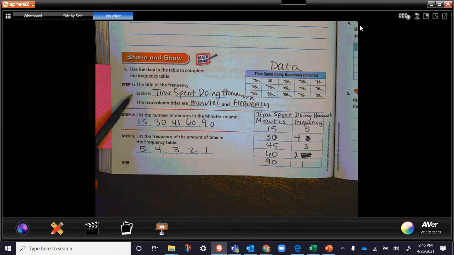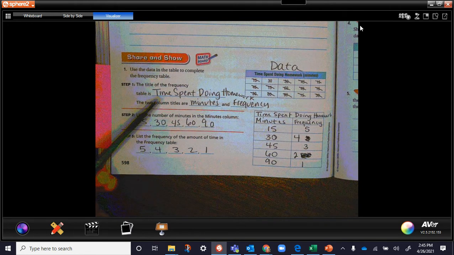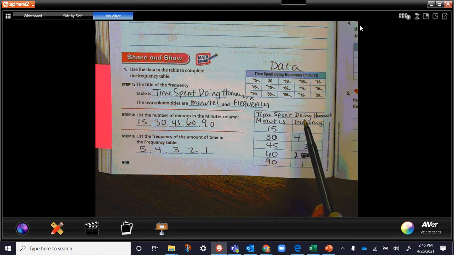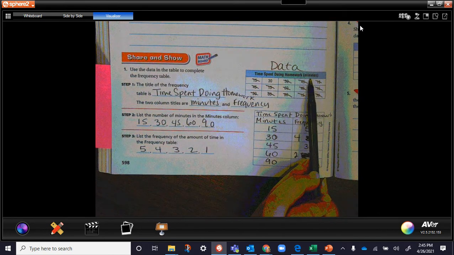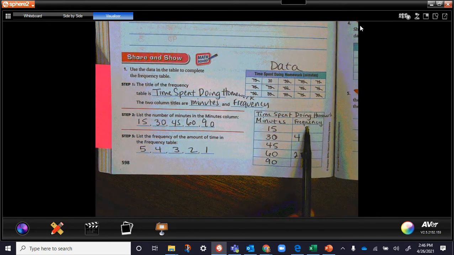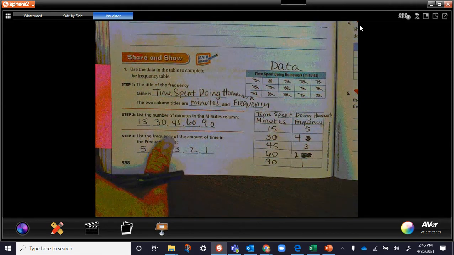Here, this just breaks it down. We've got the title and we've got the columns. This one up here on top was measuring distance. This one's measuring minutes. The next one's measuring hours. So make sure you know what it is that you're measuring by. And then you're always going to have that frequency column, how often it happened. So we filled that out.